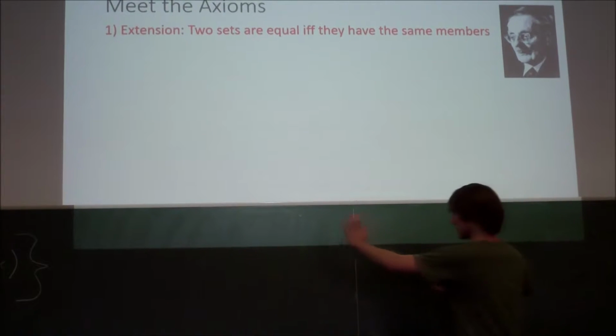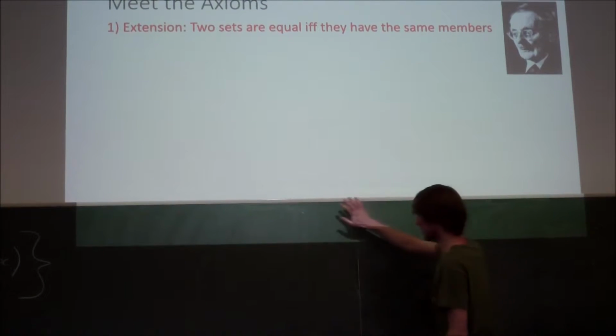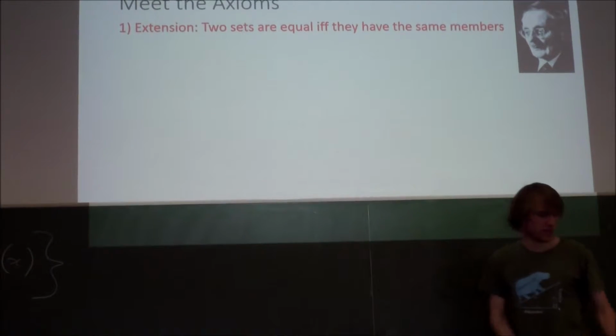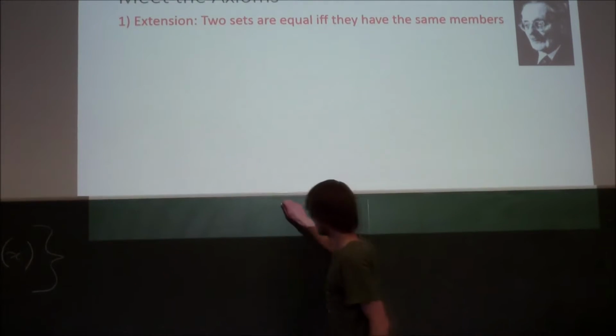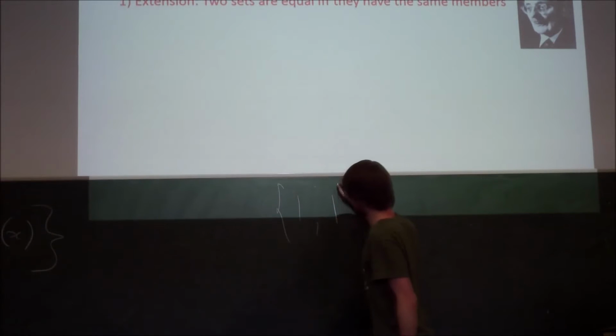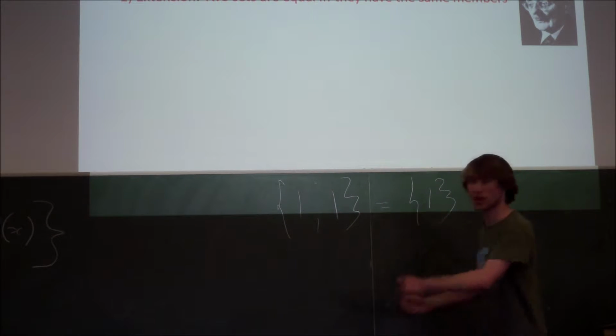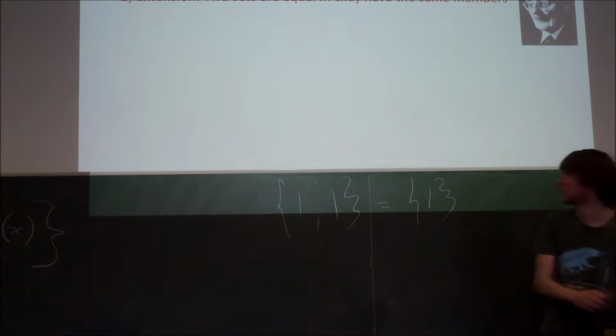So for example, the set containing 1 and 2 is the same as the set containing 2 and 1. And similarly, sets don't care if you repeat an element, and this will be important later on. For example, the set containing 1 and 1 is just the same as the set containing 1. So we don't care about order or repeating elements, and that's really what this is saying.